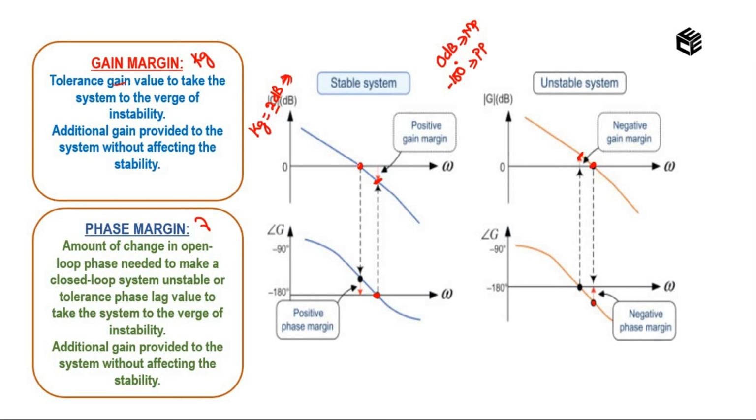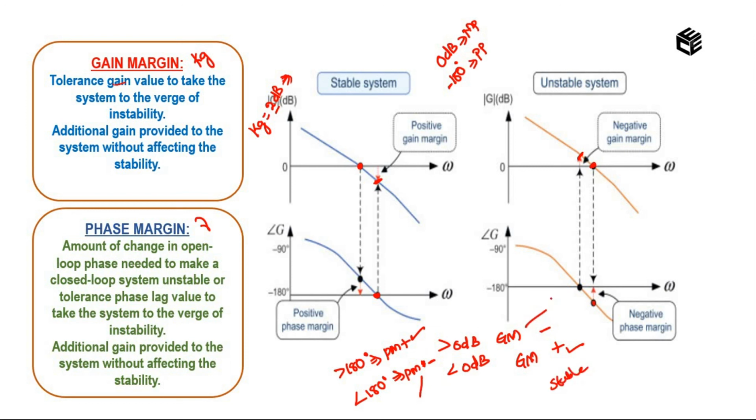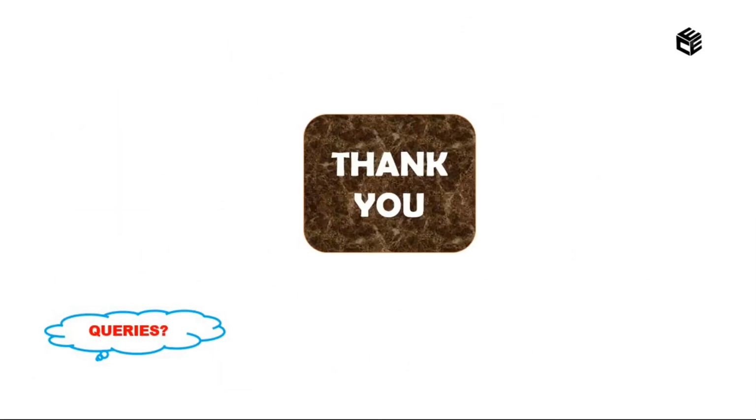Similarly, if this intersecting point meets the phase plot above minus 180 degree, I can say it is positive phase margin, and if it is below minus 180 degree, then I can say negative phase margin. So if we have positive phase margin and positive gain margin, then we can say that the system is stable, and if we have negative phase margin and negative gain margin, we can say that the system is unstable. Understood? So that's all about today's session.